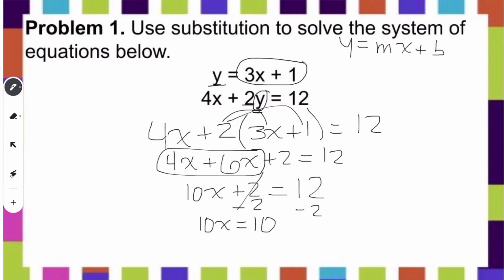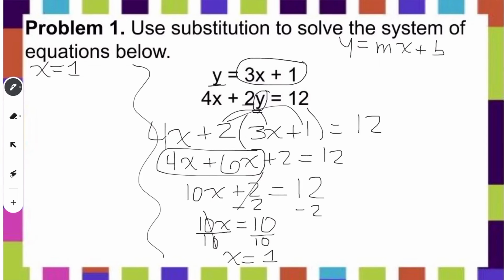So my last step is to solve. When we solve, all we have to do is divide by our coefficient. Our coefficient is 10, so we divide 10 on both sides. And we are left with x equals 10 divided by 10, which is 1. So we know that x equals 1. And we also know that y equals 3x plus 1.